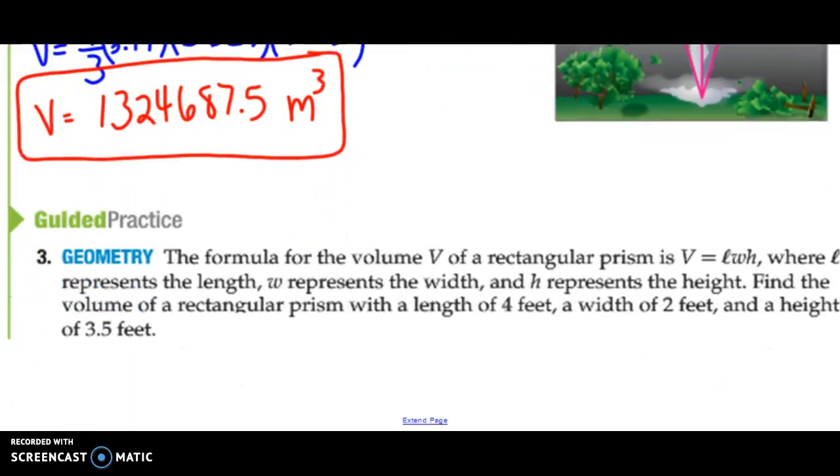Guided practice right here. The problem says the formula for volume of a rectangular prism is length times width times height, where L represents the length, W represents the width, and H represents the height. Find the volume of a rectangular prism with the length of 4 feet, a width of 2 feet, and a height of 3.5 feet. You can try that one now.